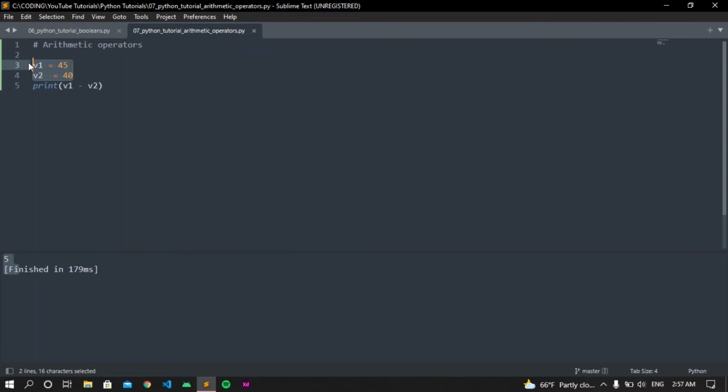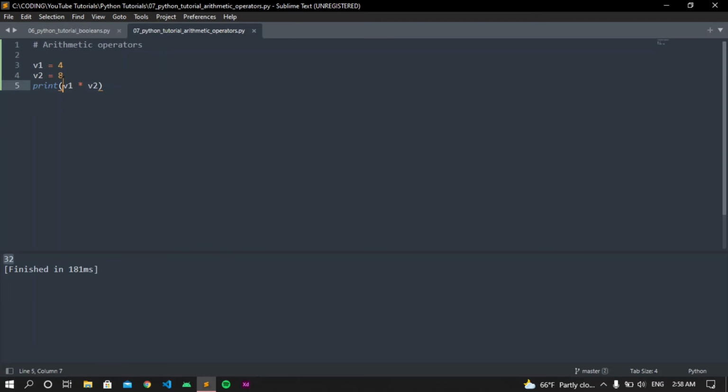The third one is multiplication. In multiplication, we use the asterisk sign. With v1 as 4 and v2 as 8, if I do v1 asterisk v2, all I mean is v1 times v2. I get the multiplication of these two variables, which is 32. This is how we refer to the multiplication operator. It is used to find the product of two values, just like in normal math.